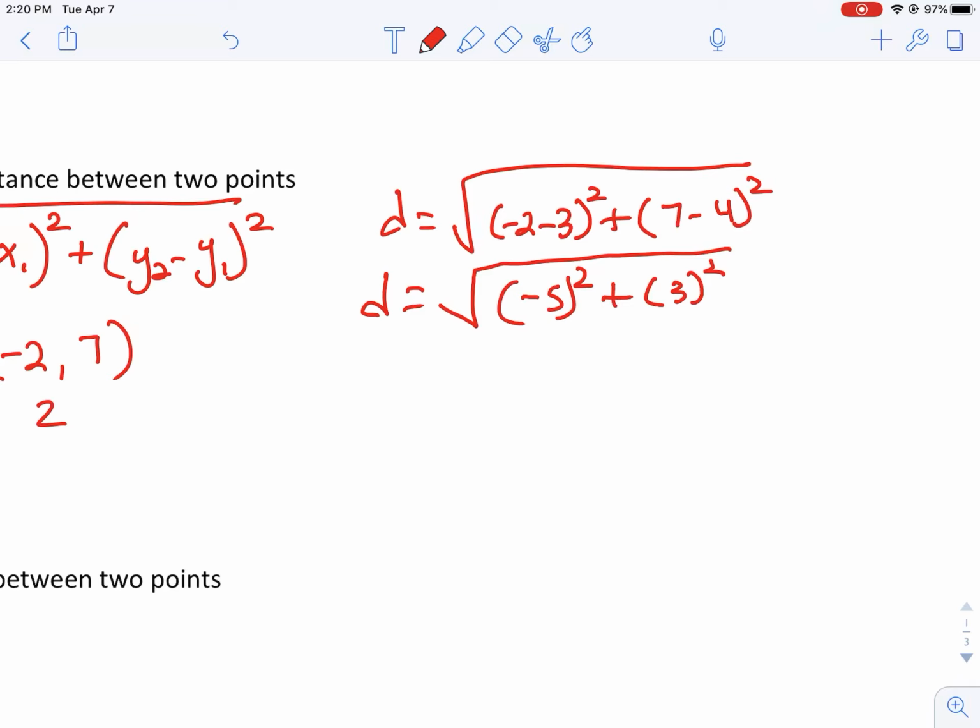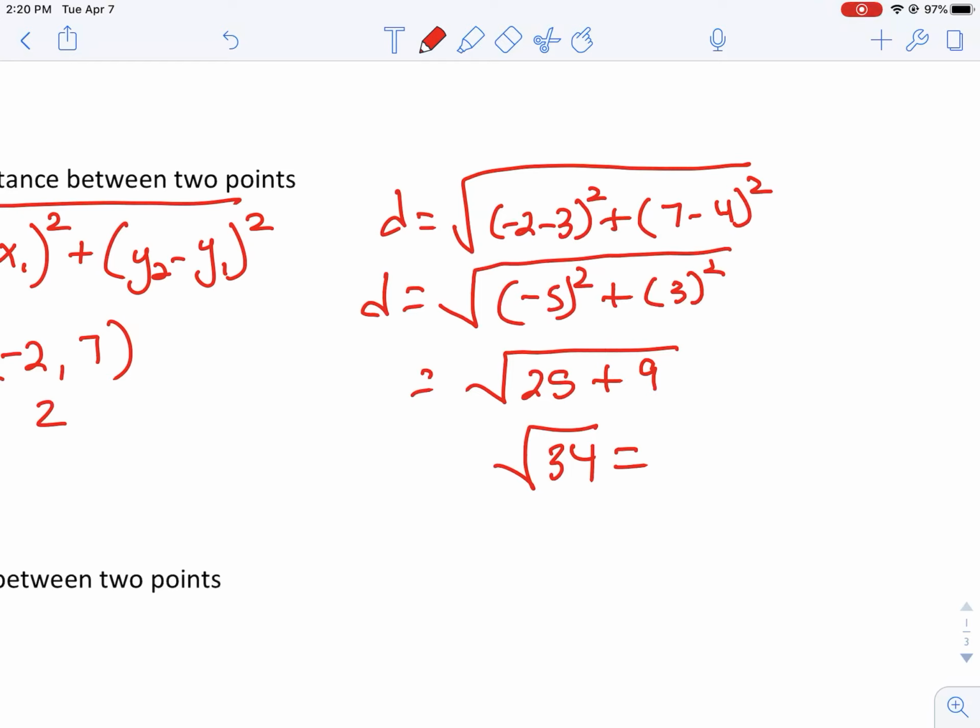So -5 squared, again, use your calculator, punch it in correctly, use the parentheses, it helps out. This is going to be +25, plus 3 squared is +9. And then when we do this, we get 34. Now, we're going to use our calculator. Remember, figure out what we're rounding to. I don't give any directions here, so let's round this to the nearest tenth.